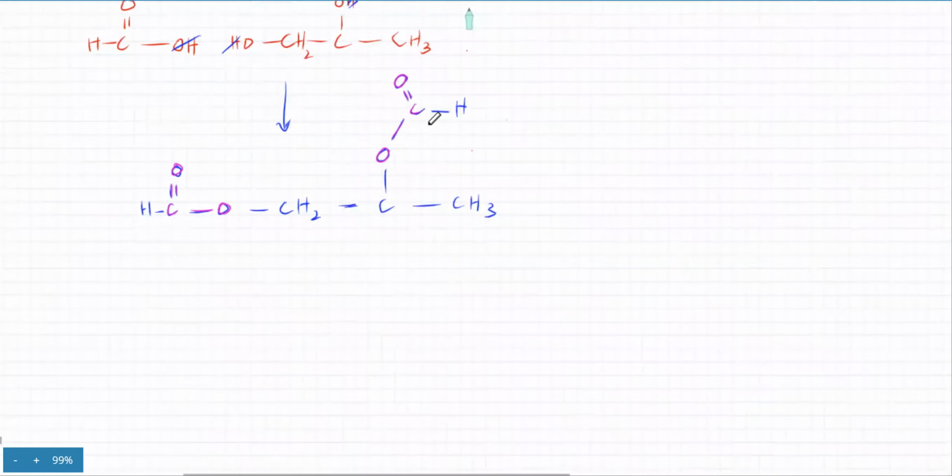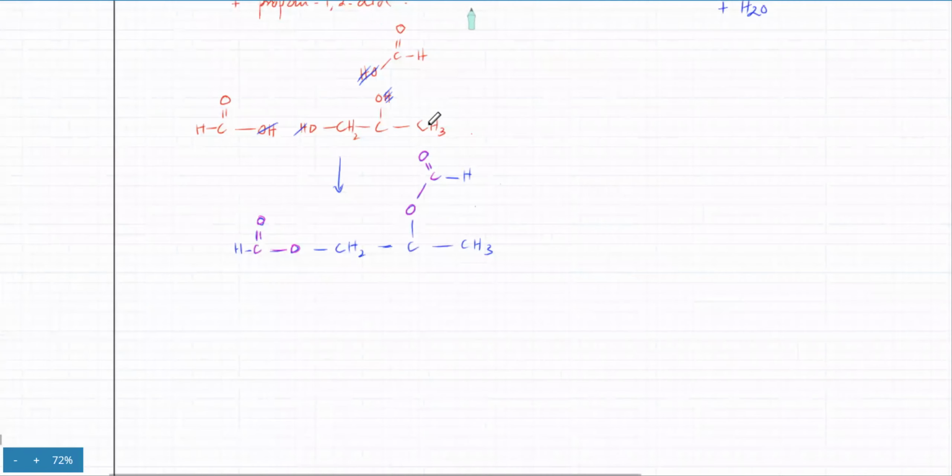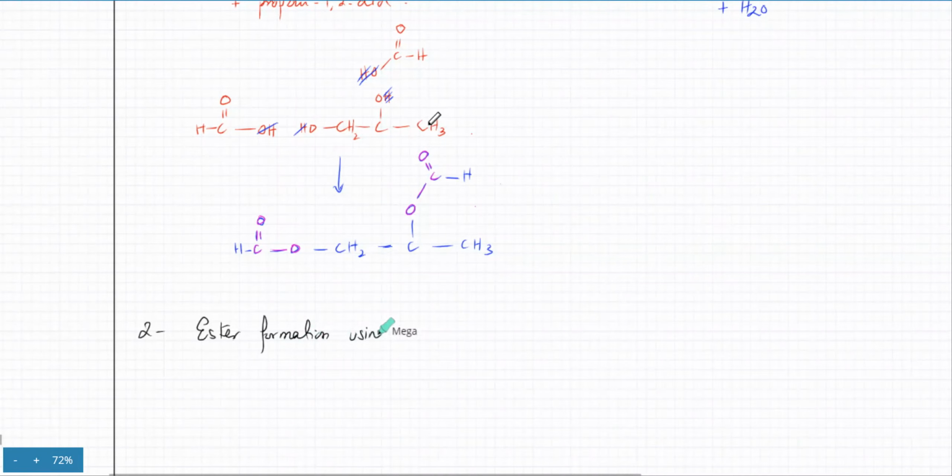So moving on, the second method of forming esters. The second way esters are formed is you use acyl chlorides. Now the thing with acyl chlorides is that it's pretty much the same reaction. There's nothing different.